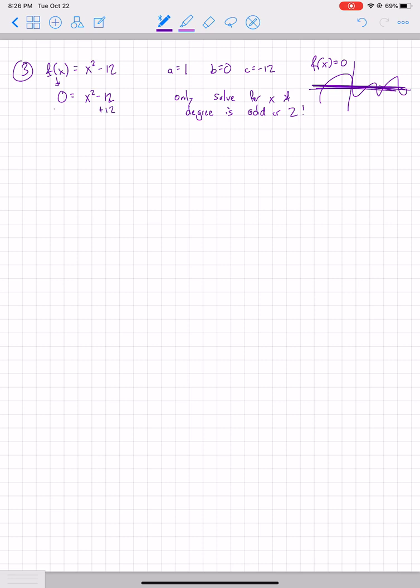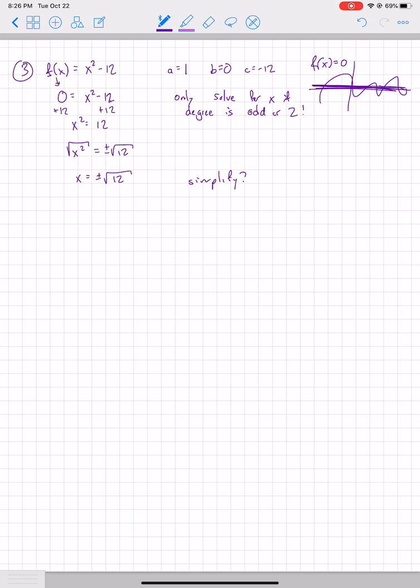So here we can do this. We can add 12 on both sides, and I'm just going to rearrange it so that way it's normal. So we get x squared equals 12. We want to find x, so we're going to take the square root of both sides. And when we take the square root, we need to remember we always get the positive and negative version of that number. So we get x is equal to positive and negative square root 12. And now we need to see, can we simplify?